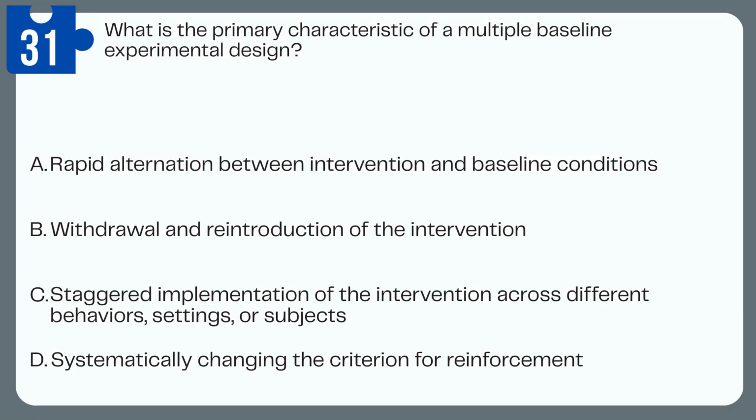Question 31. What is the primary characteristic of a multiple baseline experimental design? A. Rapid alternation between intervention and baseline conditions. B. Withdrawal and reintroduction of the intervention. C. Staggered implementation of the intervention across different behaviors, settings, or subjects. D. Systematically changing the criterion for reinforcement.